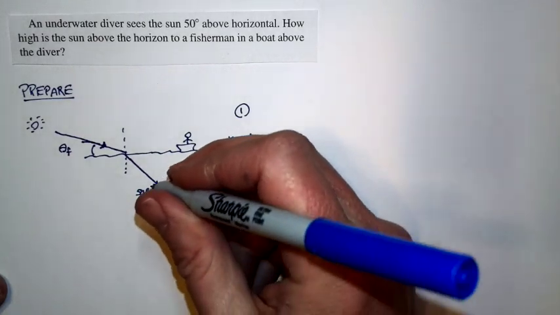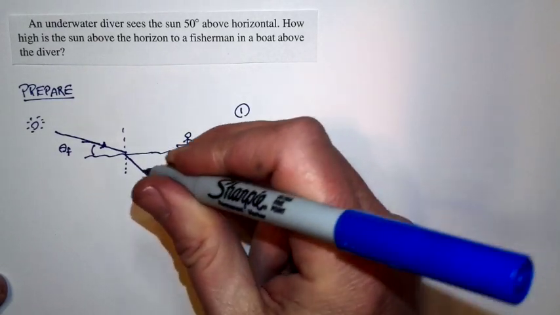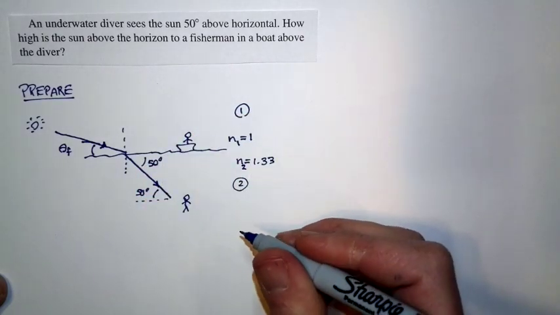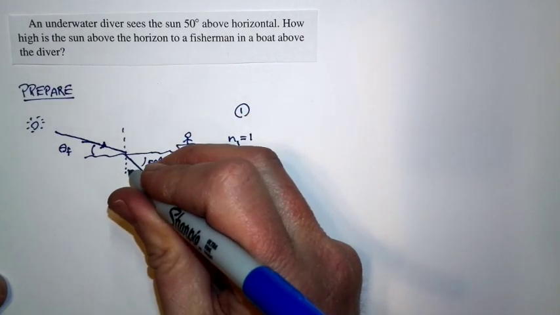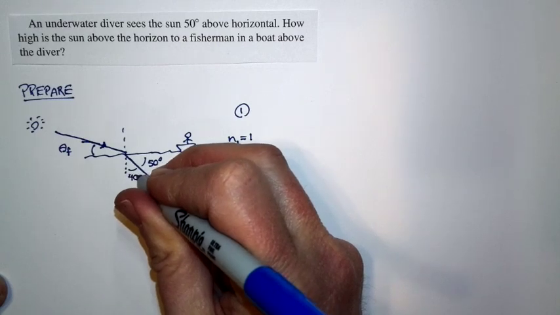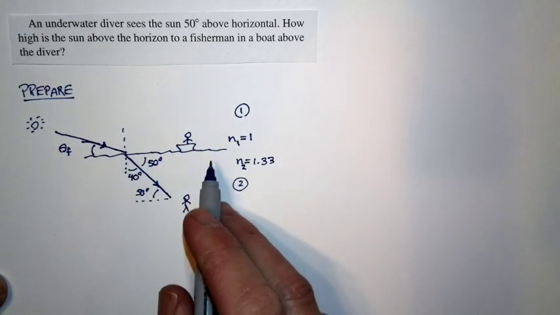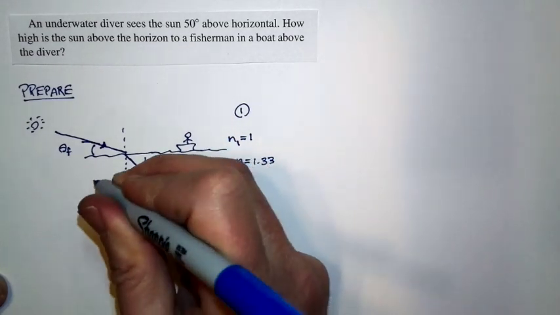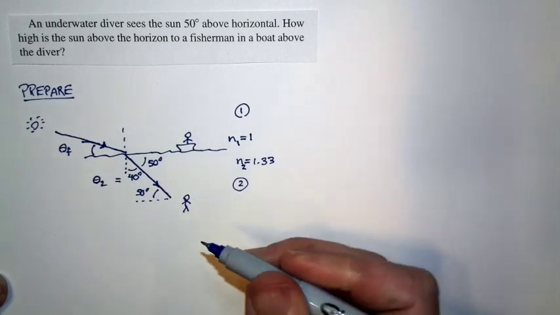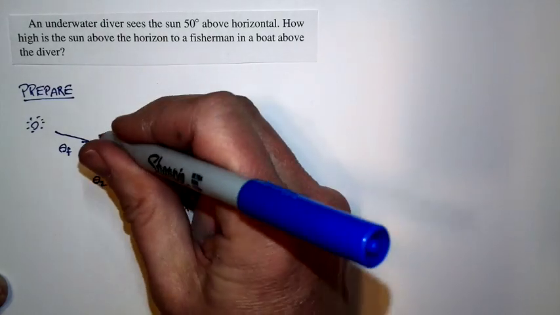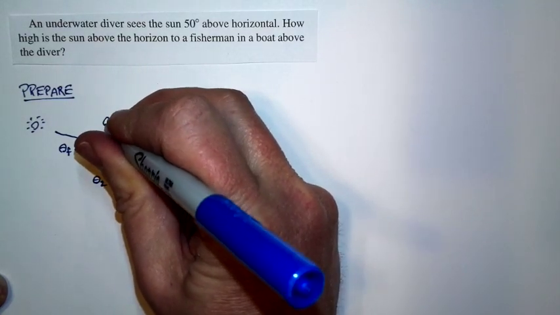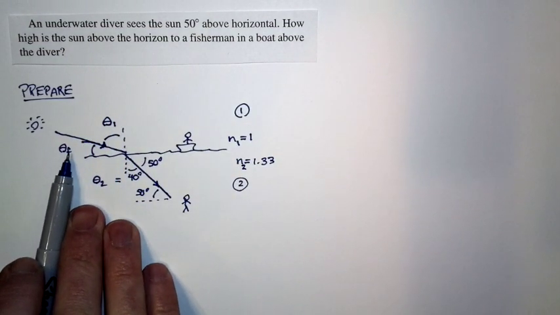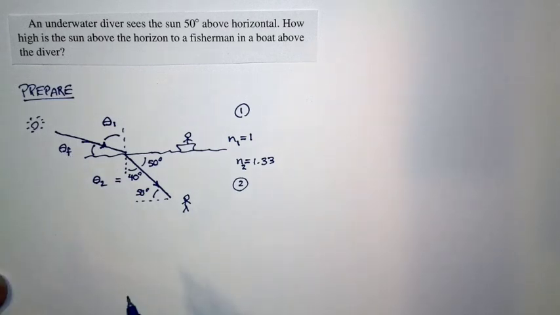Now let's do some trigonometry. This angle is a 50-degree angle, so that means that this angle is a 50-degree angle. And if this angle is 50 degrees, that tells us this is a 40-degree angle. Now thinking about this as a refraction problem, I'm going from medium 1 to medium 2, and this angle is theta 2. If I know theta 2, I can use Snell's law to figure out what theta 1 is. If I know what theta 1 is, I can figure out the angle with respect to the fisherman. So that's going to be our sequence.